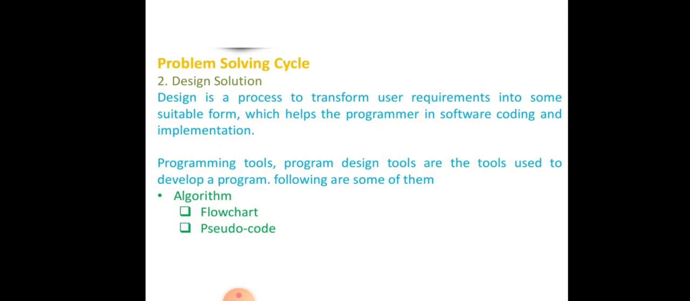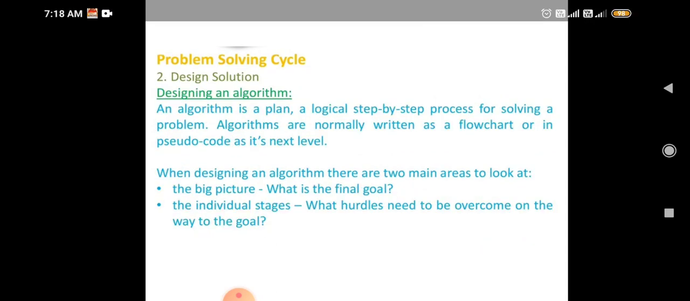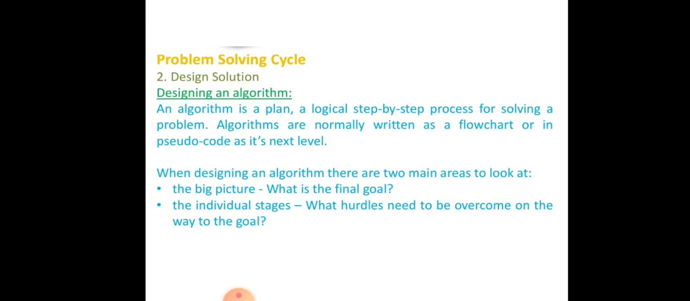Programming tools or program design tools are the tools used to develop a program. Following are some of them: algorithms and flowcharts. Algorithm contains flowcharts and pseudocodes. Designing, and what is an algorithm? An algorithm is a step-by-step process for solving a problem. Or we can say that an algorithm is a plan, a logical step-by-step process for solving a problem. Algorithms are normally written as flowcharts or in pseudocodes, as we will study in the next level.